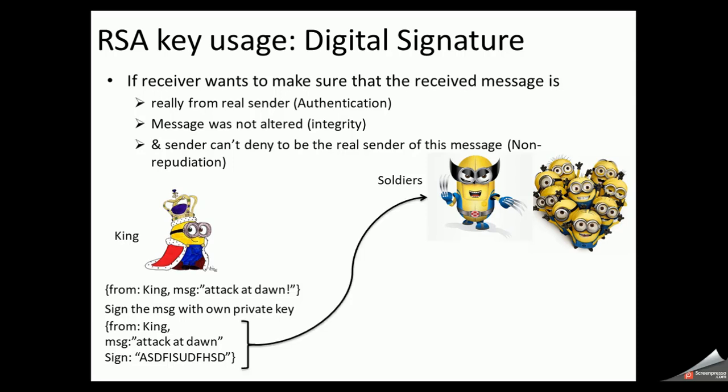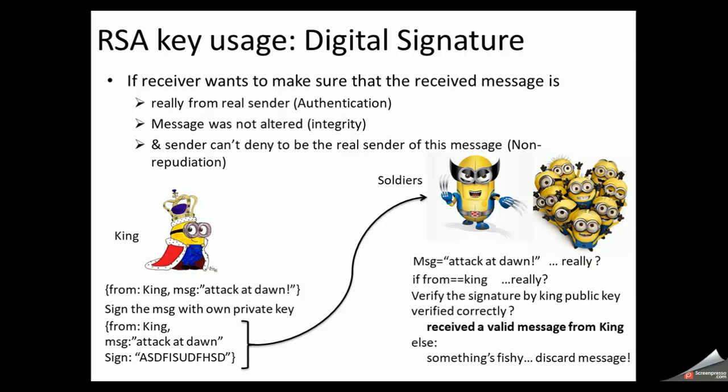Now when the message is delivered to the soldiers' team leader, who is an intelligent guy, who has to lead his team by following the king's commands, he will make sure that the received message really came from the king or not. Now the received message is attack at dawn. Really? And is the message from the king, really? Okay, let's see if it is really true or not.